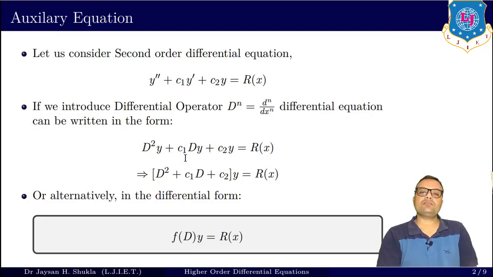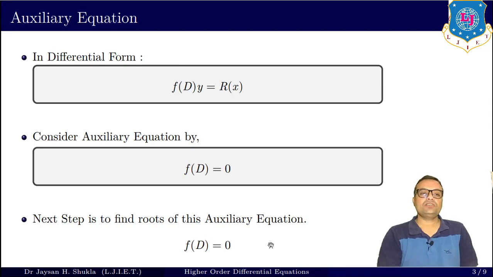If I take y outside from the left hand side, it gives us D square plus c1 D plus c2 times y equal to r of x. Let us consider this D square plus c1 D plus c2 as a function of capital D. So it gives f of D of y equal to r of x. So this differential form f of D y equal to r of x is always our first step in the solution.